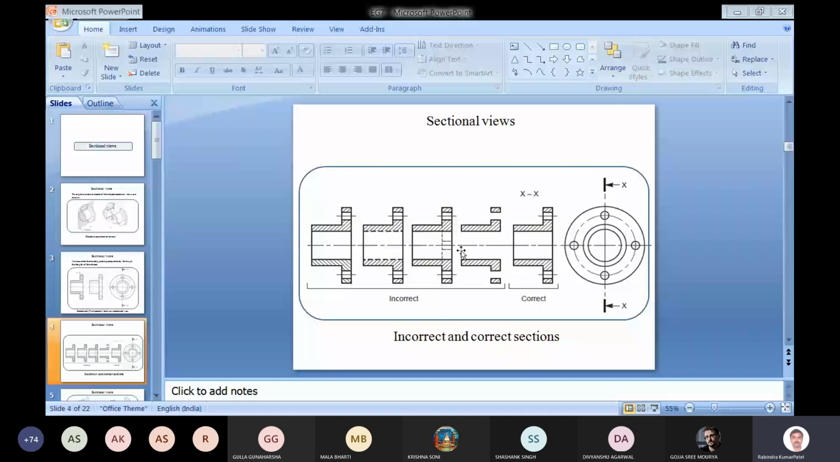So the correct figure is this one, which has the inclined lines in the same direction for the whole figure, and the lines of symmetry at different locations and other edges. So this is the correct one, and this is the side view, and this is the cutting plane line.